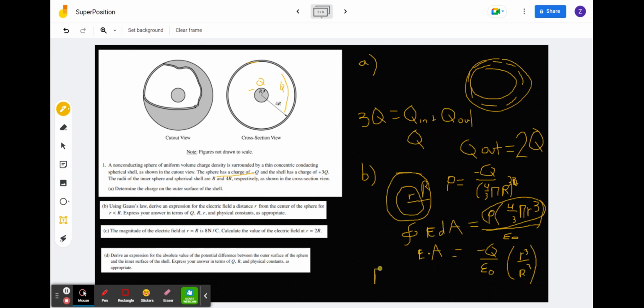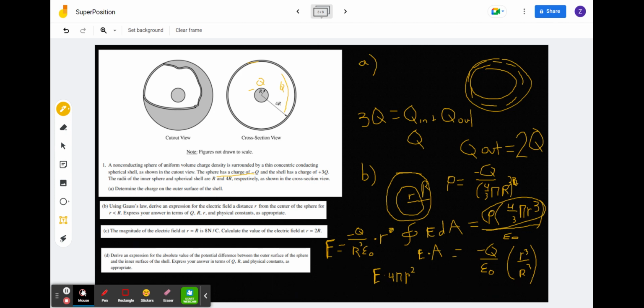Now A, the surface area of a sphere, is 4 pi r squared. This is small r. Which means that if we divide both sides by 4 pi small r squared, we'll get E is equal to negative Q over big R cubed epsilon naught times r, just r to the 1.